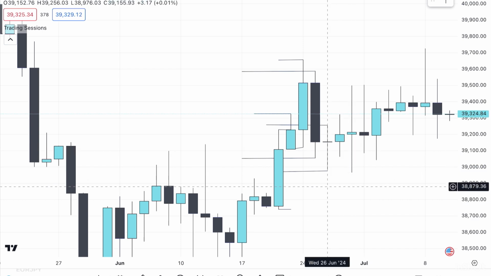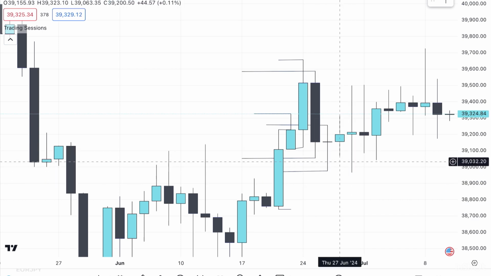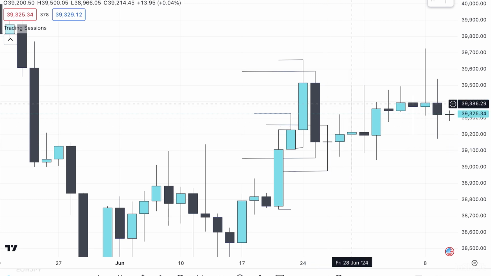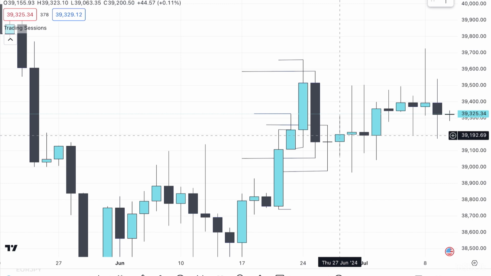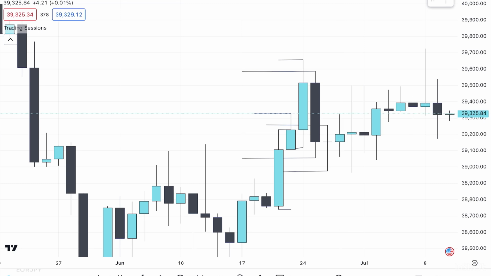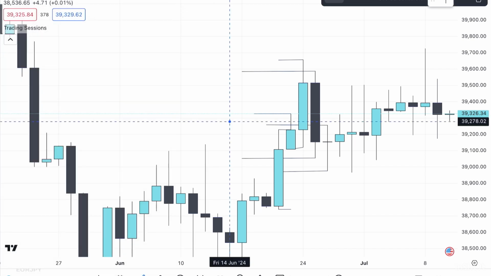It failed to come and take out this one here. It instead pushed up, took out this and closed at this level. Again, since this candle was too small, it was very hard to predict the other day whether the market was going to be bullish or bearish. So what happened is that now you had liquidity on both ends.